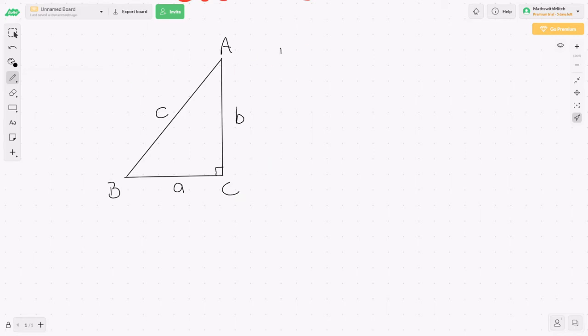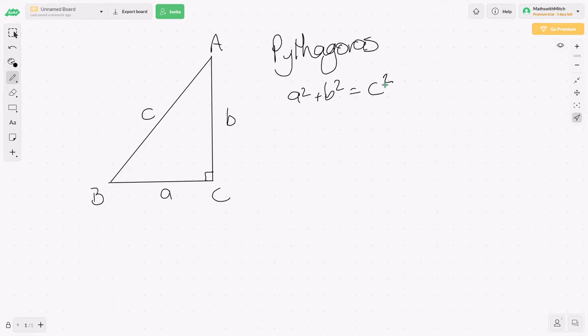Using our friend Pythagoras. So remember, Pythagoras said a squared plus b squared equals c squared. And as if I've planned it, I've labeled the sides so that holds true. So a squared plus b squared equals c squared, c being the longest side.